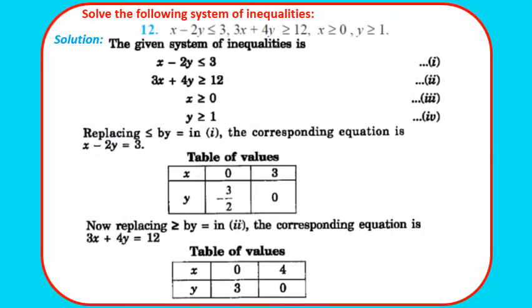Next we have question 12. Solve the following system of inequalities: x minus 2y less or equal to 3, 3x plus 4y greater or equal to 12, x greater or equal to 0, and y greater or equal to 1.